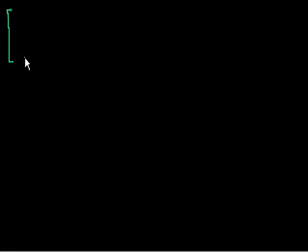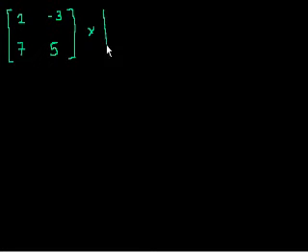So let me think of two matrices. I'll do two by two matrices, and let's multiply them. Let me pick some random numbers: 2, minus 3, 7, and 5. And I'm going to multiply that matrix, or that table of numbers, times, let's see, 10, minus 8. Let me pick a good number here. 12. And then minus 2.